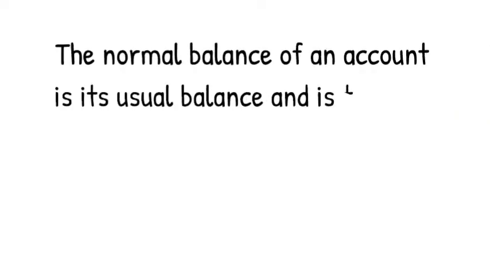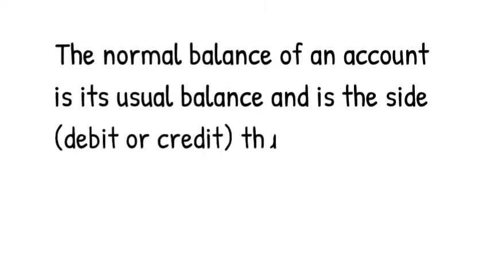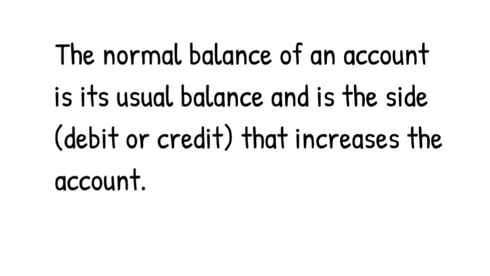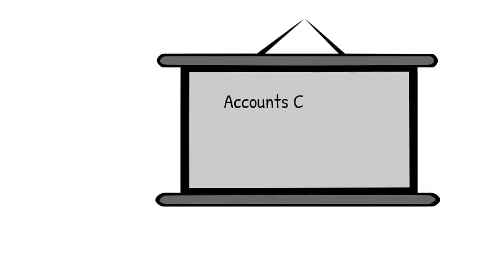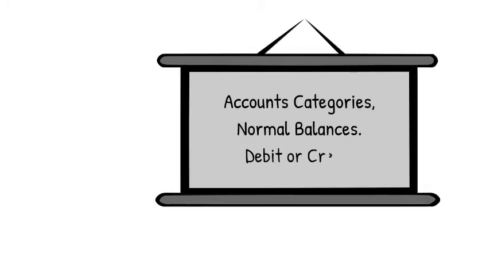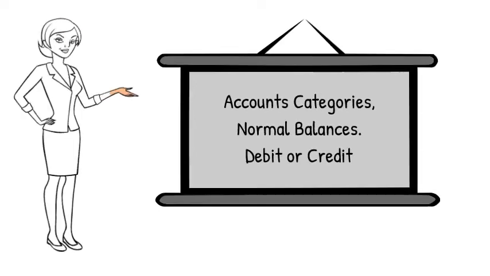Normal balance rules. The normal balance of an account is its usual balance and the side, debit or credit, that increases that account. Now let's review some asset categories and their normal balances, whether it's a debit or a credit.